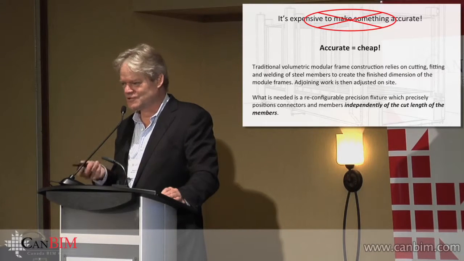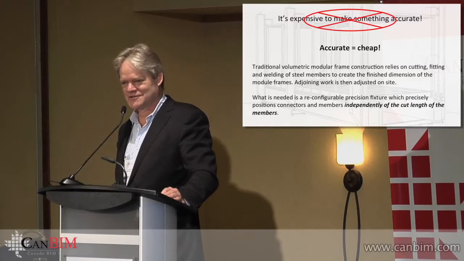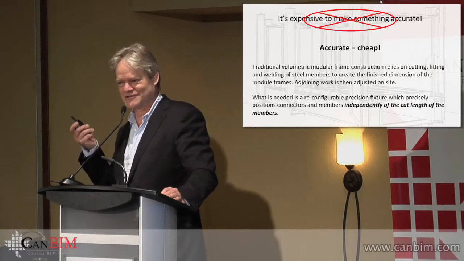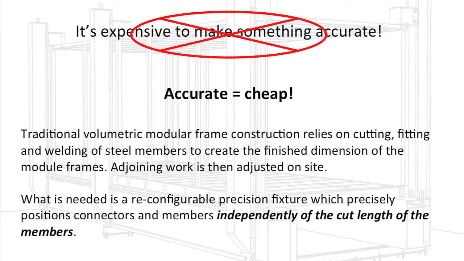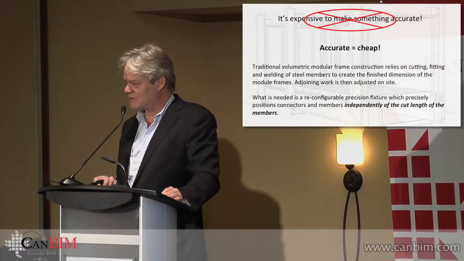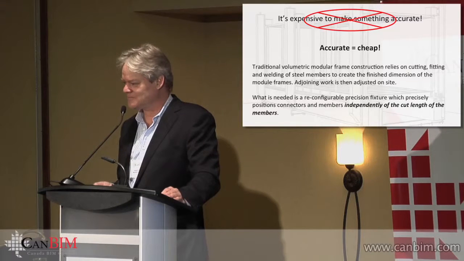So this whole issue: accurate equals cheap. People think accurate is expensive. People think that all this planning is expensive. People think that this approach is expensive. A remarkable number of people think that. In my opinion, and this is based on more than 30 years making some complicated stuff, the cheapest way to build something is to build it accurately.